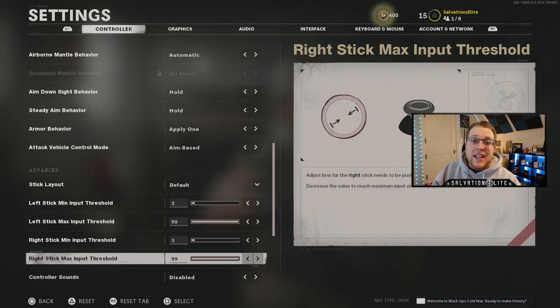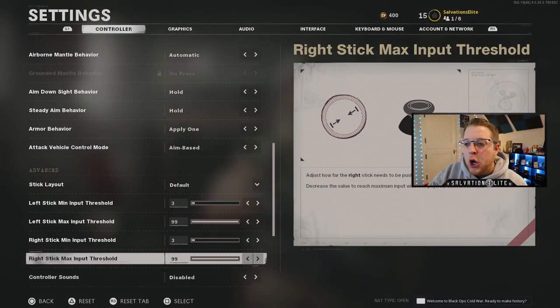What matters the most is preventing stick drift. Stick drift is when you have your controller sitting there and your screen starts moving because your sticks are slightly off-centered. So that's something you have to consider when you're working with the input threshold. 3-3 works great for me. Some pros go up to 5-5 or 6-6, some go as low as 2-2, but it depends on what your controller is and how that plays out. So I would recommend 3-3. That's what I'm going with.